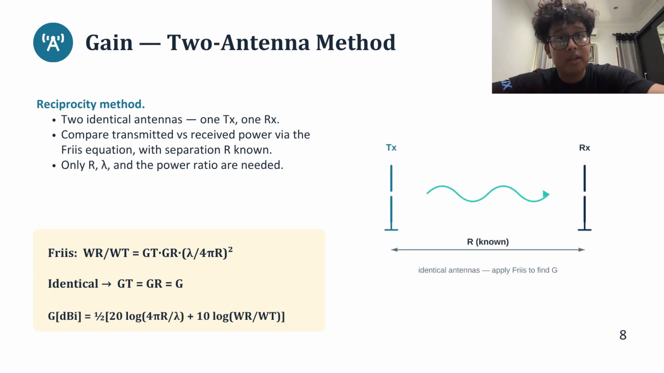Now, gain. The first method uses two identical antennas. It's also called the reciprocity method. One antenna transmits, the other receives. We compare the power using the Friis equation with distance r known. Because the two antennas are identical, their gains are the same. So the gain in dBi is 1/2 of 20 log of 4 pi r over lambda plus 10 log of the received over transmitted power.